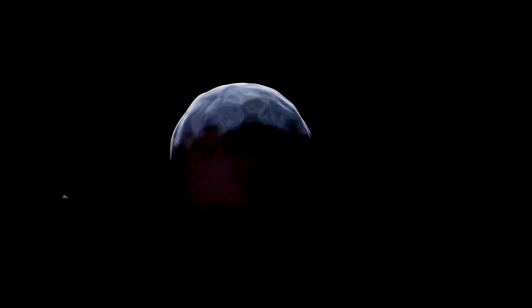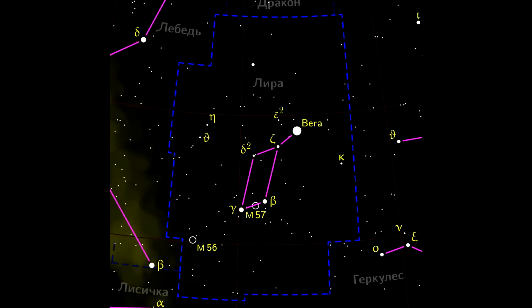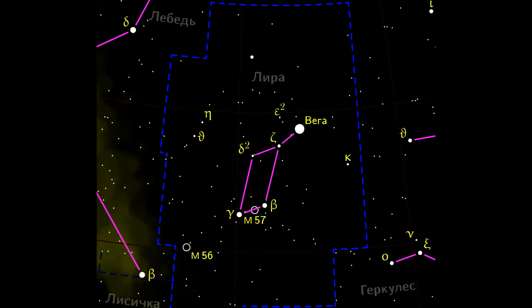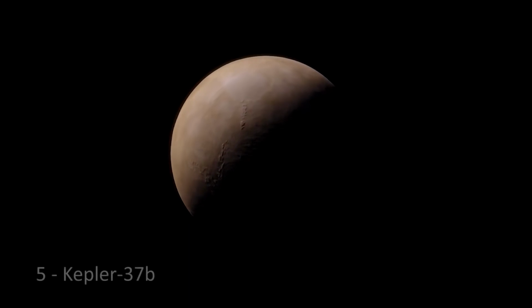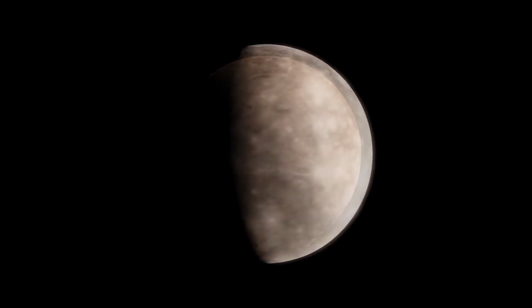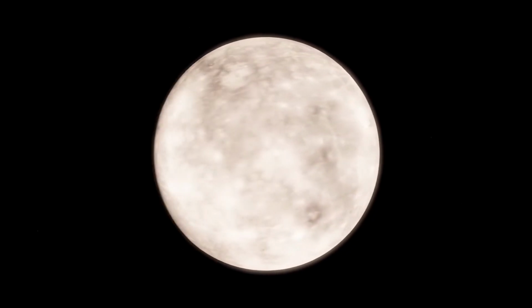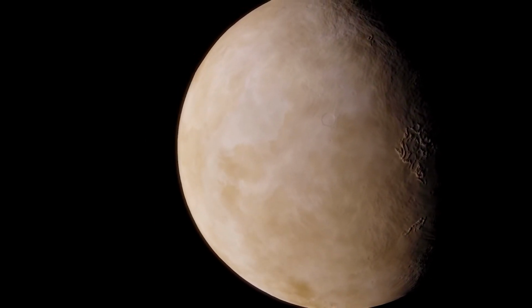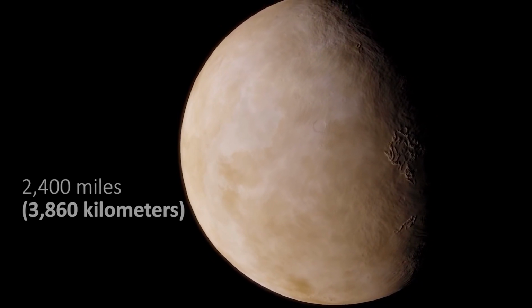What about the smallest planet? Yes, and there is one. The planet is located in the constellation Lyra at a distance of about 210 light-years from us. It has the name Kepler-37b. This is an exoplanet slightly larger than the Moon and slightly smaller than Mercury. The diameter of the planet Kepler-37b is about 3,900 kilometers.